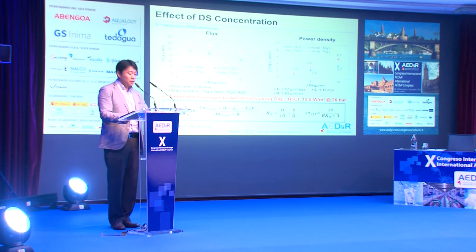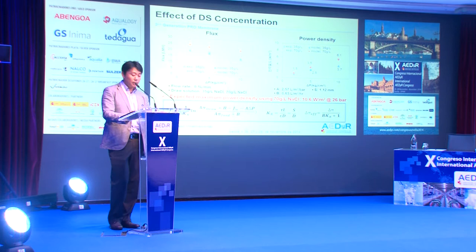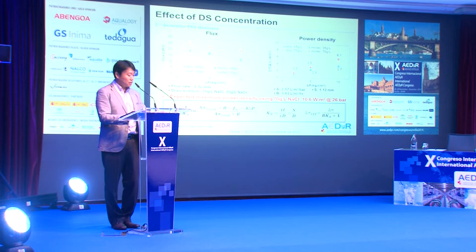In addition, we can find that the model data is similar to the experimental data. As a result, we were able to predict the maximum power density of 10.6 watt per square meter at 26 bar using RO brine as the draw solution.